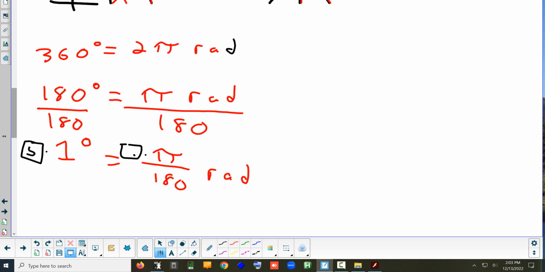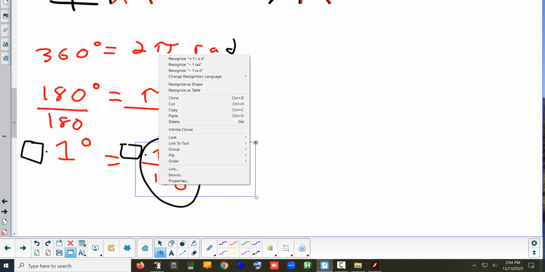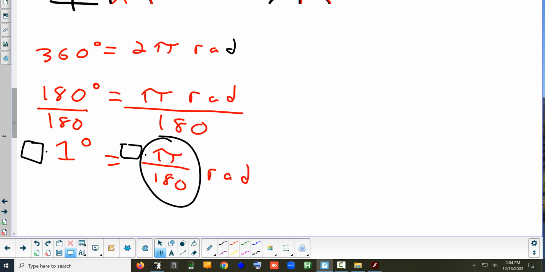I could multiply each side by 5. And now the formula says 5 degrees equals, and I have something I can do. The key is not what number you put in that box. You can put any number you want in the box. This is what's important. If you want to convert something from a degree to a radian, you do 2 things. You take what you want to convert, you multiply it by pi, and then you divide it by 180. Those are the 2 steps to convert from degrees to radians.